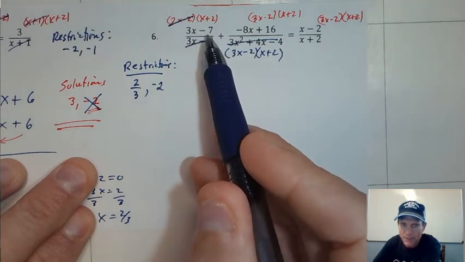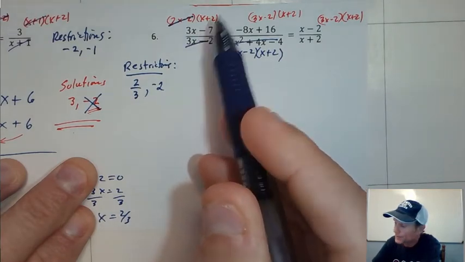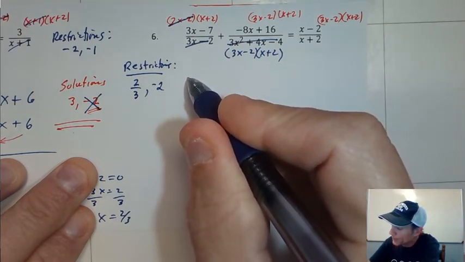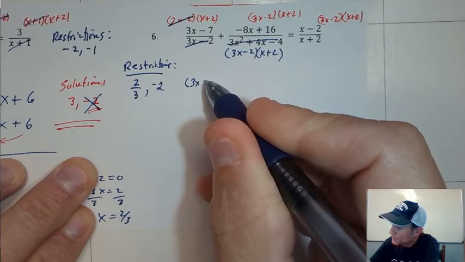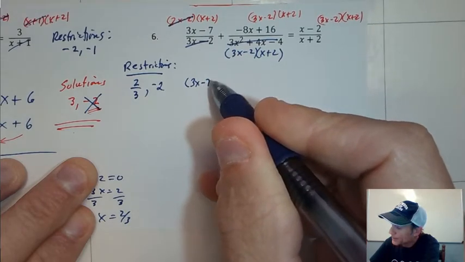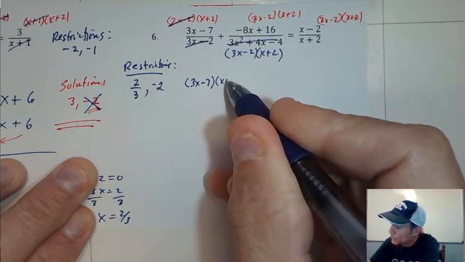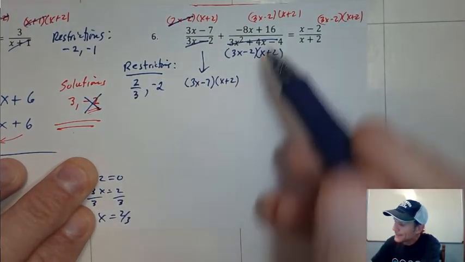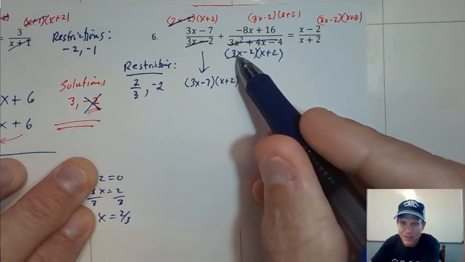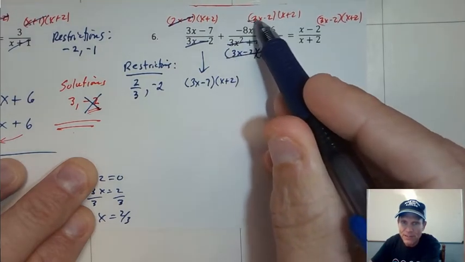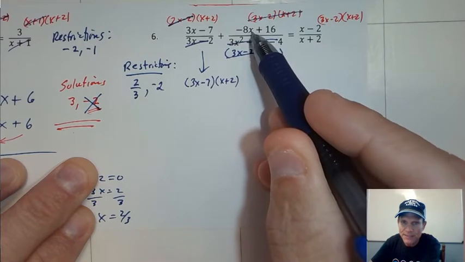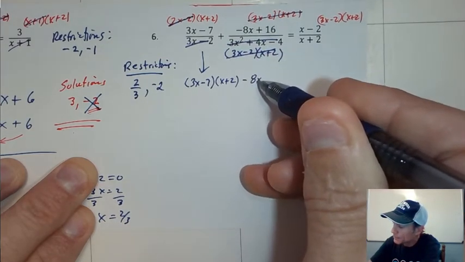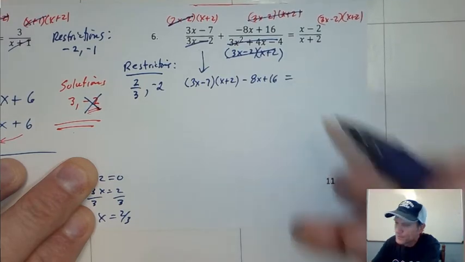I've got to take this binomial times this. So I'm going to write that down here so we can see it. I'm going to have 3x minus 7 times x plus 2. That's what comes out of this first piece. The second piece, this all cancels. So I've just got this negative 8x plus 16.